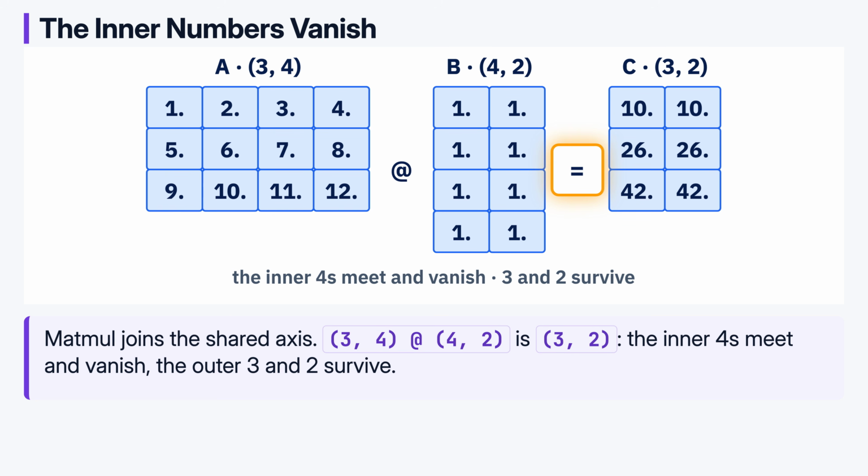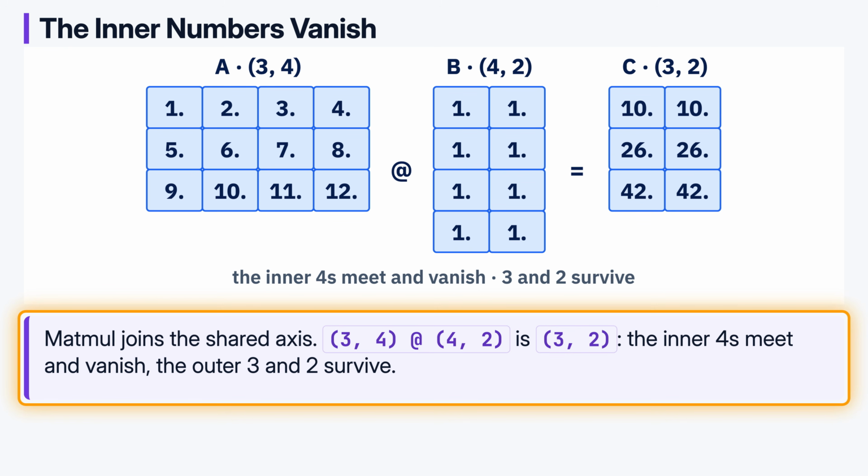Every output cell is another row times a column. This is the whole result, see. 10 in the first row, 26 in the second row, and 42 in the third. The result is 3 by 2. Matmul joins the shared axis. 3 by 4, Matmul 4 by 2 is 3 by 2. The inner 4s meet and vanish. The outer 3 and 2 survive.